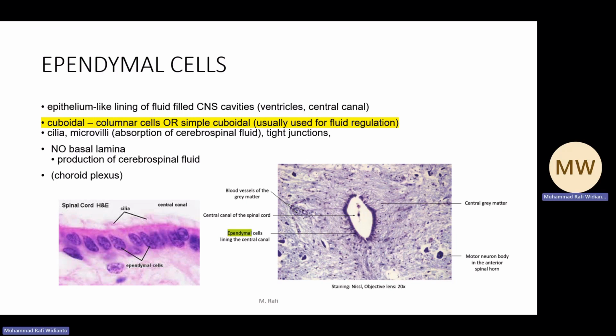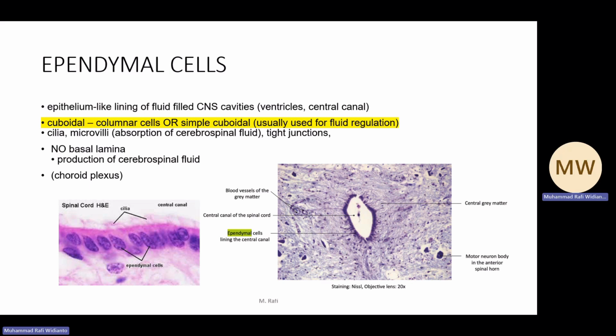Like I said, they are mainly used for CNS phagocytosis, and they also elicit inflammatory responses by producing inflammatory cytokines. And next we have the ependymal cells, which basically can range from cuboidal columnar to simple cuboidal. And when you think about cuboidal, you always have to think about fluid regulation. So that is basically what its function is.